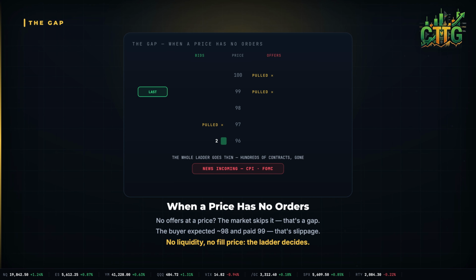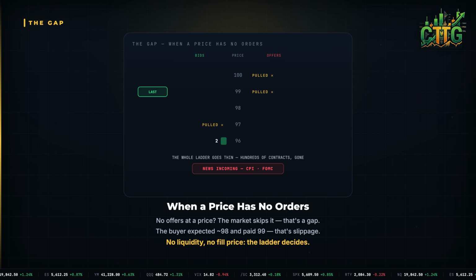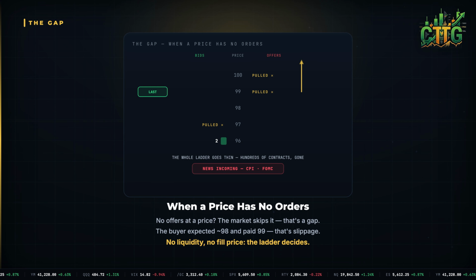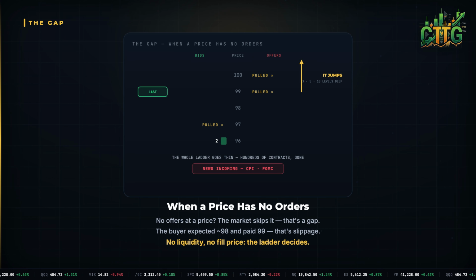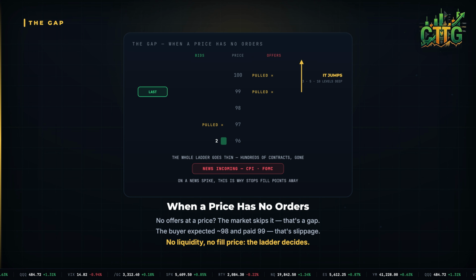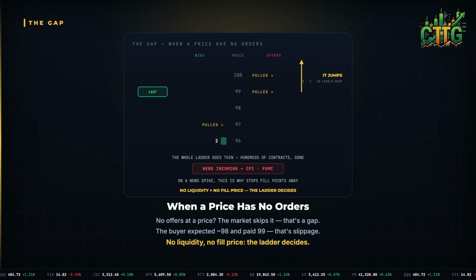The whole ladder goes thin. Levels that held hundreds of contracts are suddenly empty. Then the news hits, market orders come flying in, and with nothing to pair against, price doesn't tick. It jumps 3, 5, 10 levels deep in a second. That's why a stop can fill points away from where you set it. No liquidity, no fill price. The ladder decides, not your order ticket.